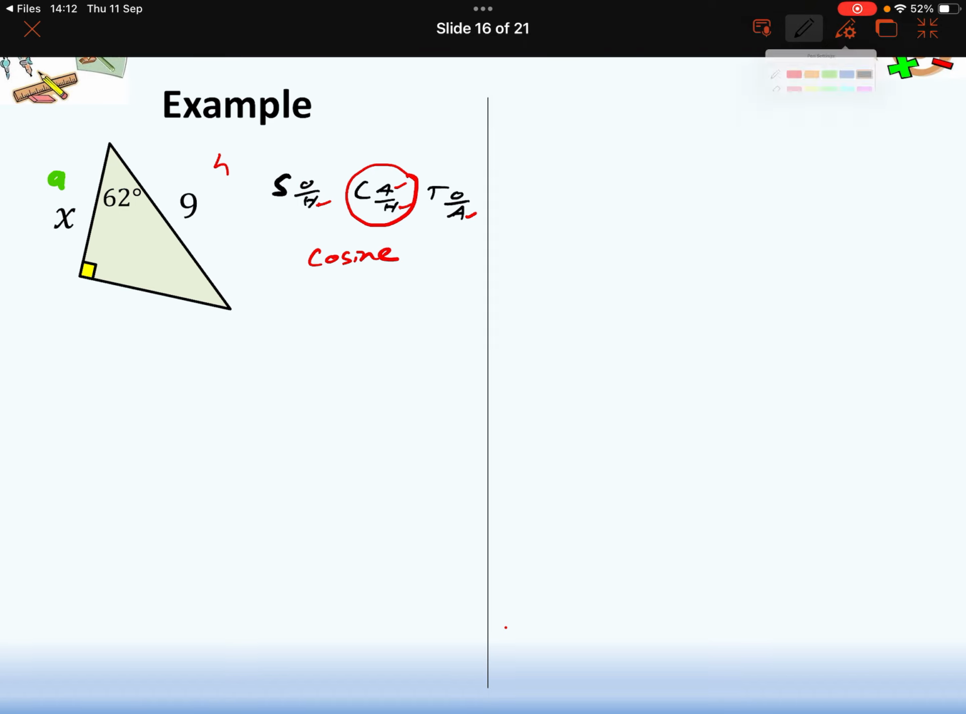So the first thing I would do, again, if you're used to it, you can skip this step, but write down the cosine of the angle is equal to the adjacent, I should say. The adjacent over the hypotenuse. Now I'm going to write in everything that I do know. So the cosine, the angle is 62, and sometimes that's written with a bracket, equals the adjacent, I don't know, but it's called x, over the hypotenuse, which is 9.